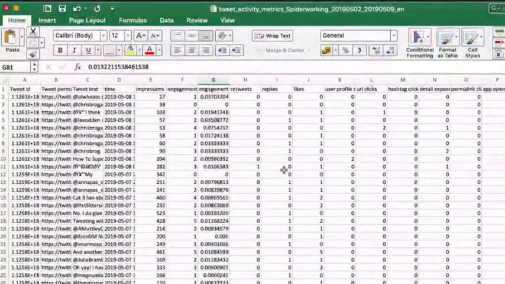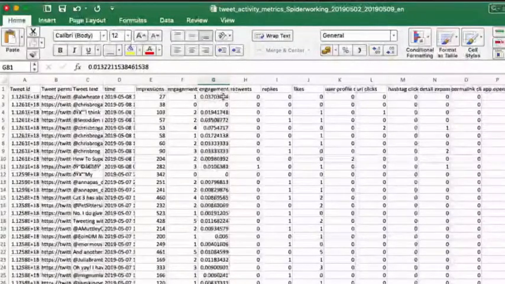And this is where the mystery lives. Because let's look at that spreadsheet. Here it is. Now, we know that the formula for engagement rate is the number of engagements divided by the number of impressions multiplied by 100. But what's this? We've had 1 engagement, 27 impressions, but it's telling me that the engagement rate for that tweet is 0.037. That can't be right.